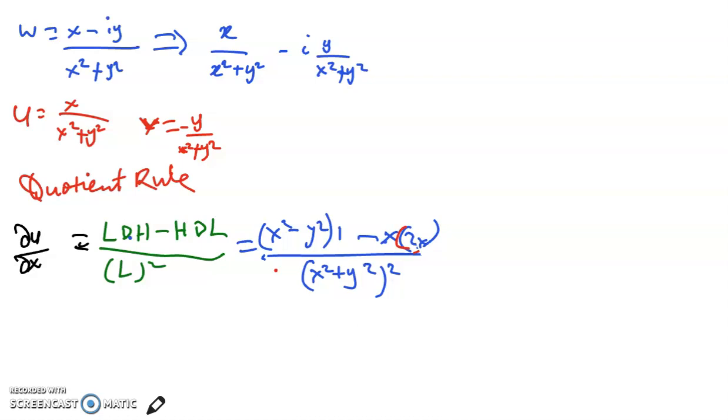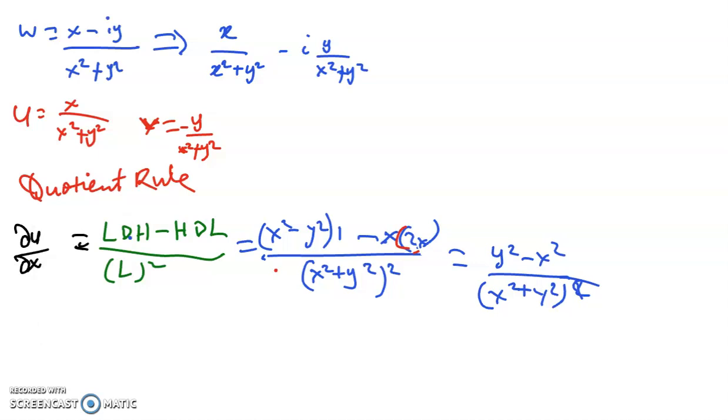Now let's do simplification. Because this is x times 2x, this will give you 2x squared, and we also have x squared here. If we simplify, we simply end up with y squared minus x squared, and we are still having what we have in the denominator, that is x squared plus y squared, all this squared. So this is what we have with respect to x.